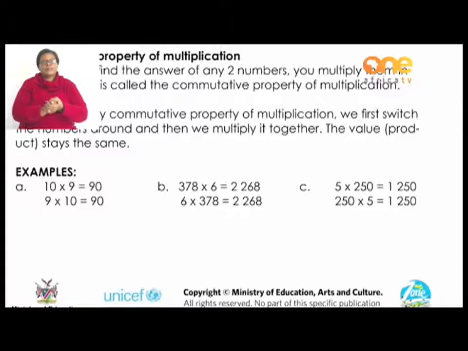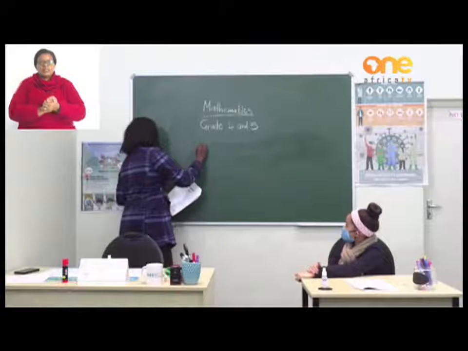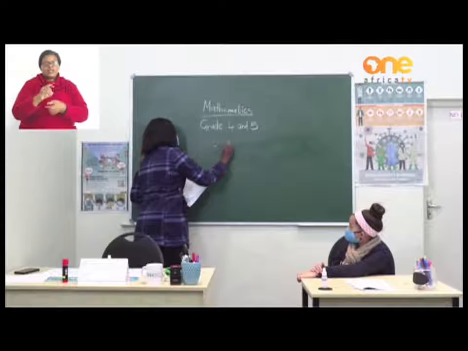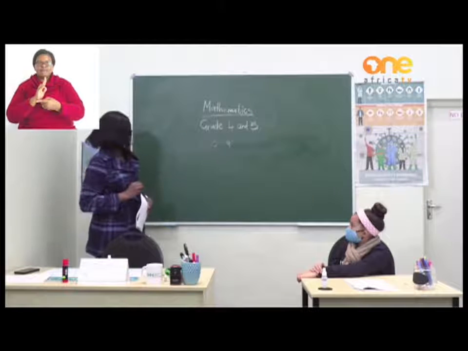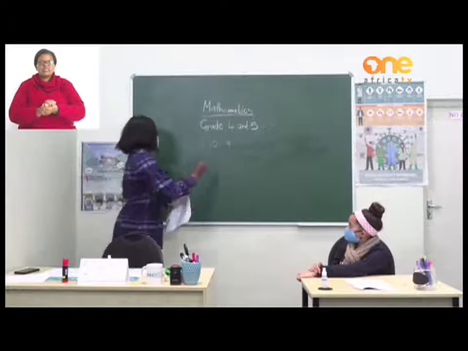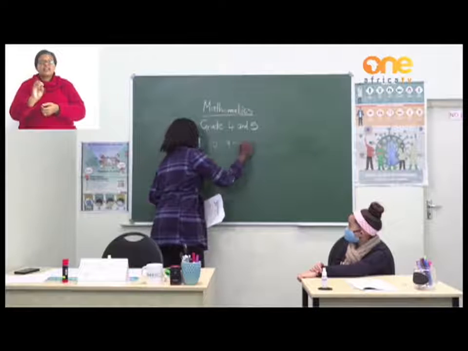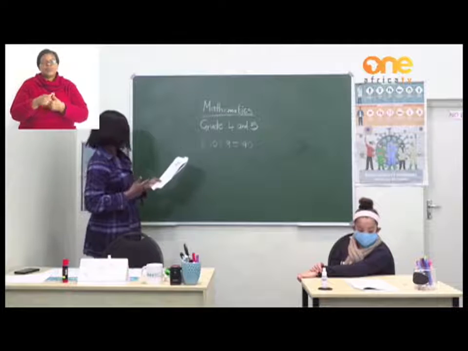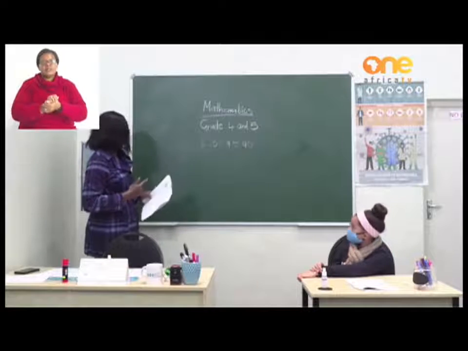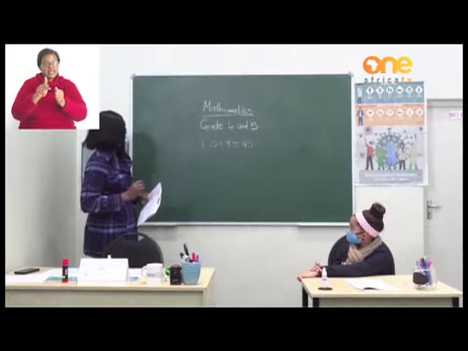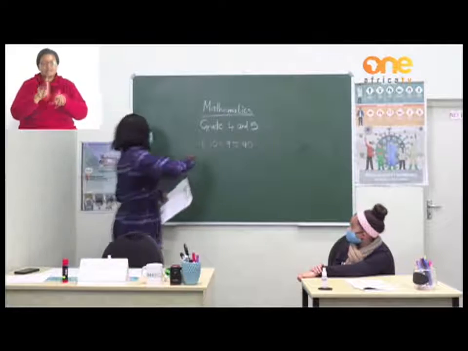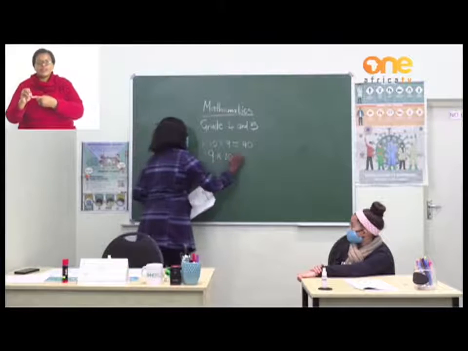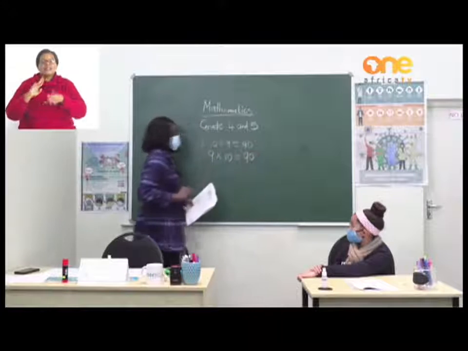Boys and girls, let's get on board. Example 1. We have 10 times 9. What is our answer? 10 times 9 is 90. Good. Remember that we have to switch the numbers around and multiply them together, but the product should stay the same. So when we switch the numbers, we start with 9 times 10, and our product will stay the same.